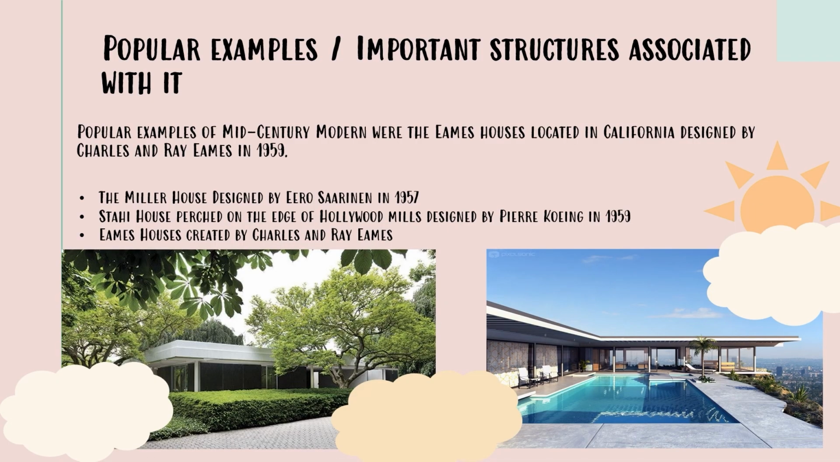Popular examples slash important structures associated with it. Popular examples of mid-century modern were the Eames House, located in California, designed by Charles and Ray Eames in 1959. The Miller House, designed by Eero Saarinen in 1957. The Stahl House, perched on the edge of Hollywood Hills, designed by Pierre Koenig in 1959. The Eames House, created by Charles and Ray Eames.